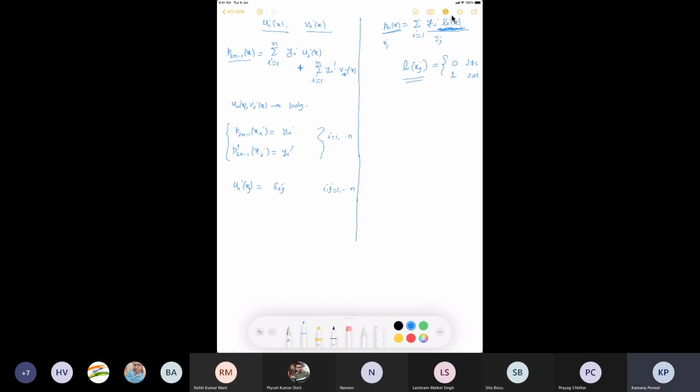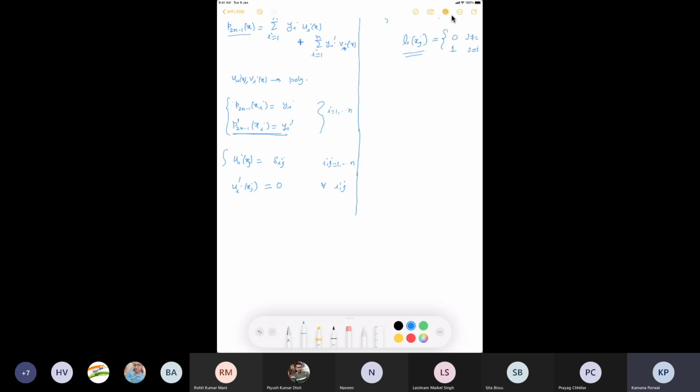And also, since we want this property to hold, this means that I should also expect that when I take a derivative of my ui and evaluate at any of the xj, this would give me 0 for all i, j, right? So these are the properties which I will be seeking for ui.